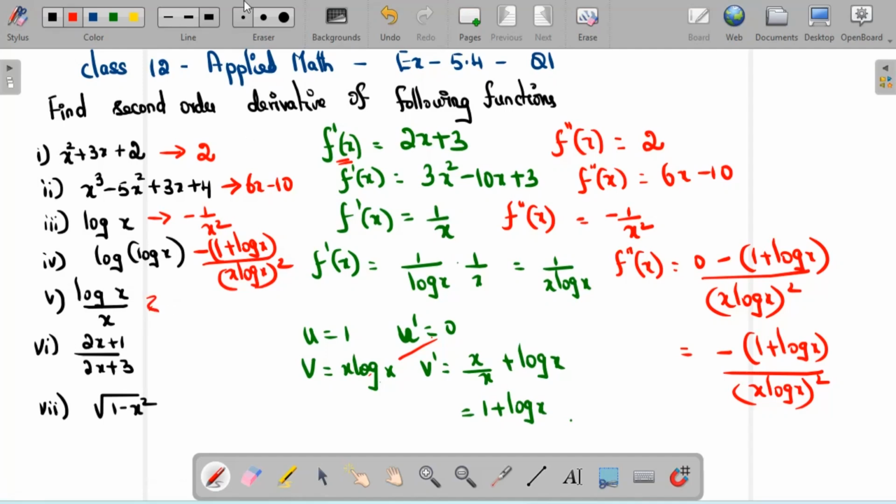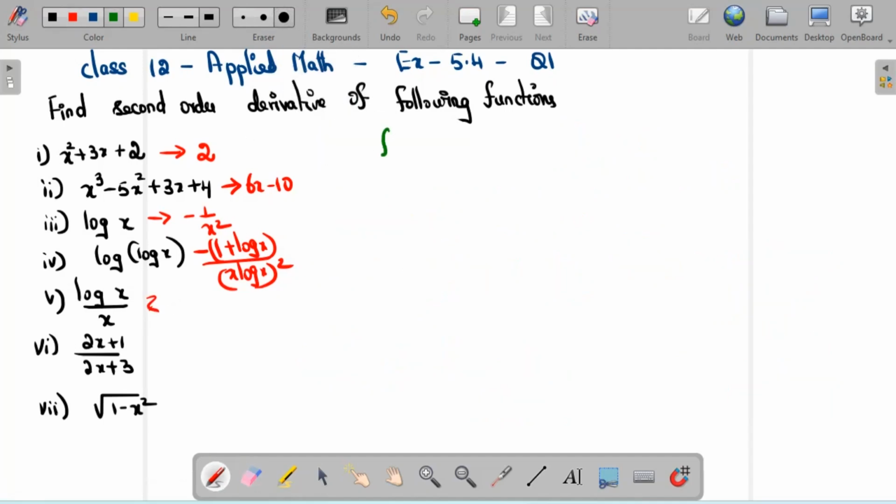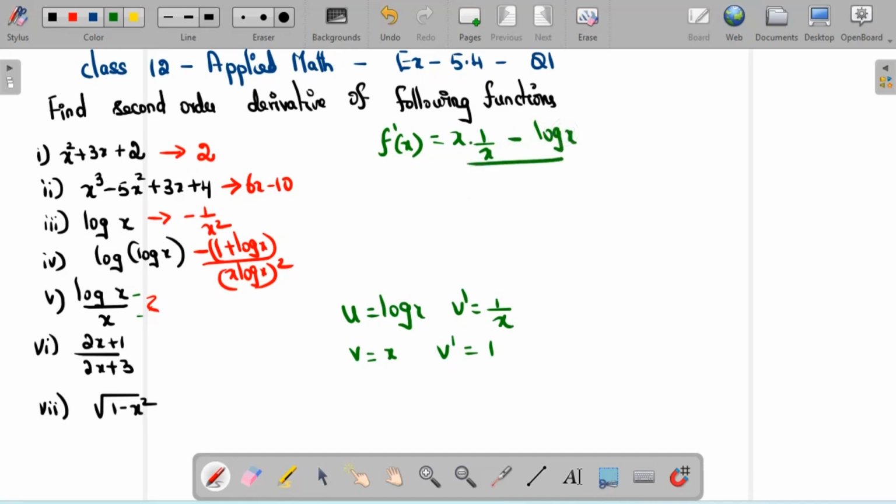Now let's move on to the fifth function. Let's calculate f dash of x. So for f dash of x, here I have to use u by v because there's a numerator and denominator. So u is equal to log x, which means u dash is 1 by x. v is equal to x, so v dash is 1. So if you apply the formula v u dash, so x into 1 by x minus u v dash, which is simply log x, the whole thing divided by v square, which is x squared. So if you strike out, this is 1 minus log x, the whole thing by x squared. This is f dash of x.